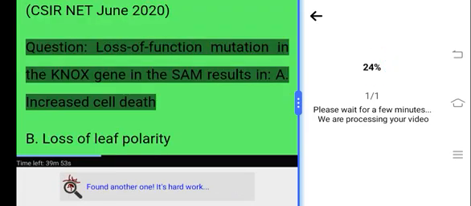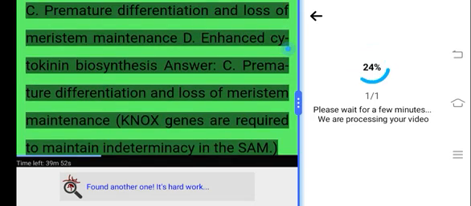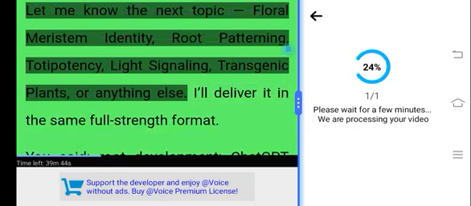CSIR-NET June 2020. Question: loss of function mutation in the WUS gene in the SAM results in: A: increased cell death. B: loss of leaf polarity. C: premature differentiation and loss of meristem maintenance. D: enhanced cytokinin biosynthesis. Answer: C, premature differentiation and loss of meristem maintenance. WUS genes are required to maintain indeterminacy in the SAM.